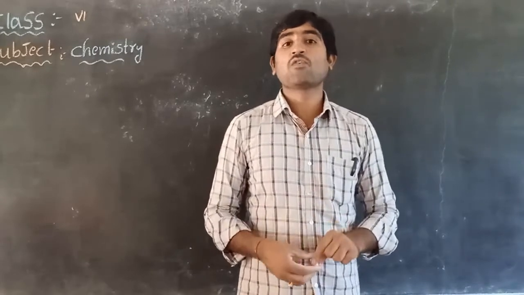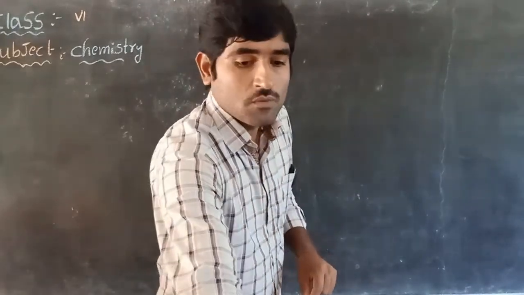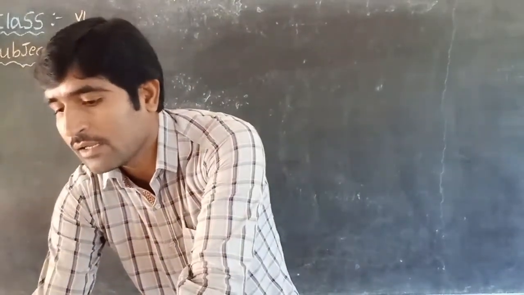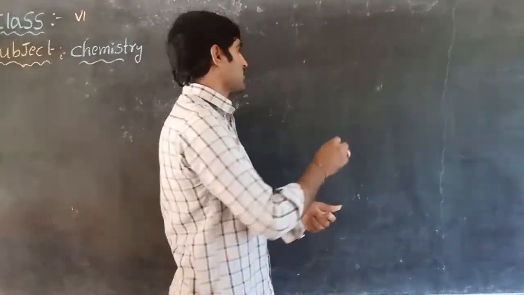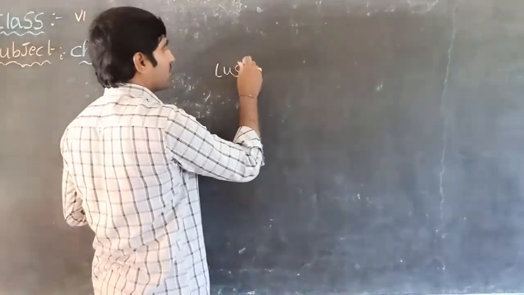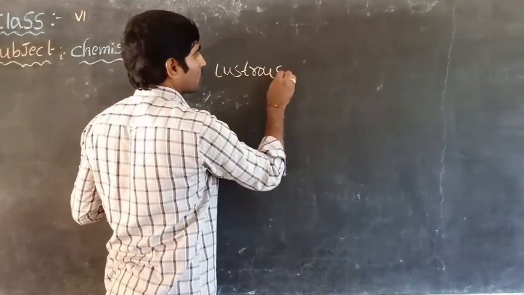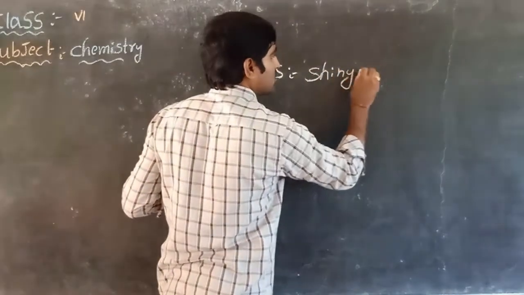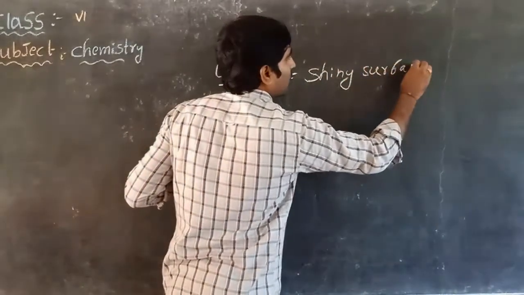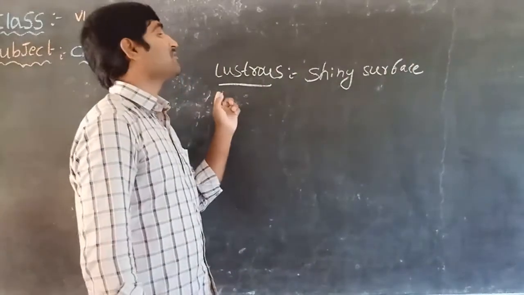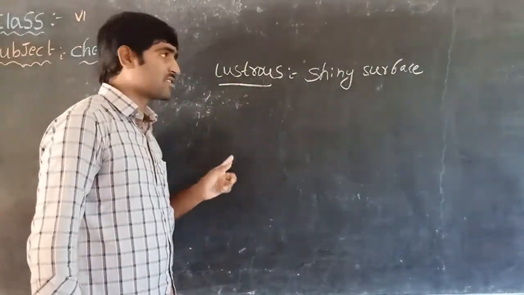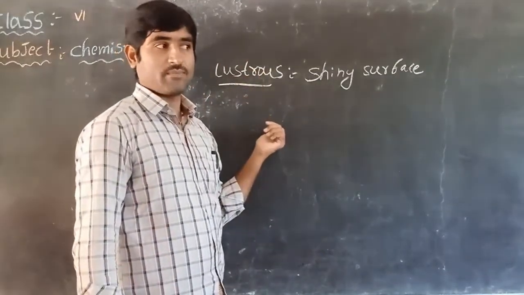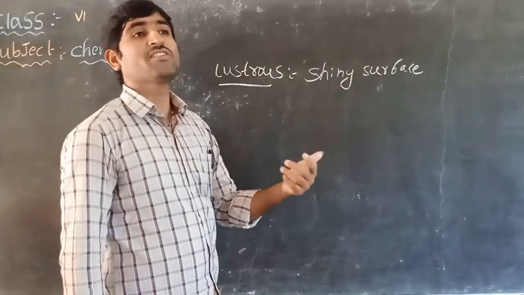The materials which have a shiny surface are called lustrous. Lustrous means shiny surface. Now we are going to discuss the property of lustrous: the materials which have lustre and the materials which do not have lustre. What do we call the lustrous materials? That topic we are going to discuss now.